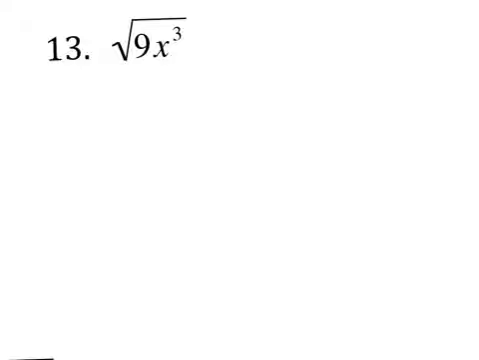Now this problem is a little bit more difficult because we have the square root of 9x cubed. It's not the square root of x squared anymore. So we're going to start by breaking it up the same way, as the square root of 9 times the square root of x cubed. And we know the square root of 9 is 3, but the square root and the cubed don't cancel each other out because they're different.